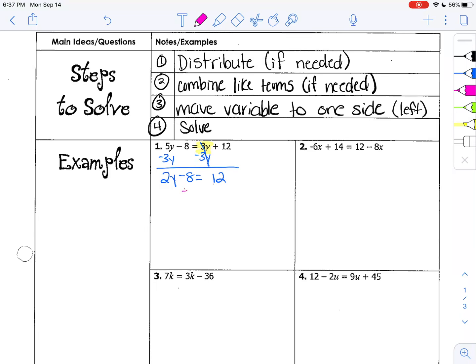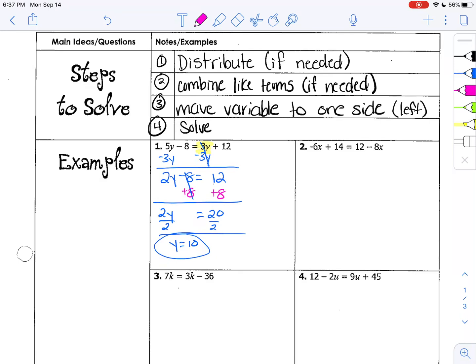So we are going to add 8 to both sides, which leaves us with 2y equals 20. Divide both sides by 2, which leaves us with y equals 10. Since my variable is isolated and I have y equals one single number, I know I am done with the problem. y equals 10.